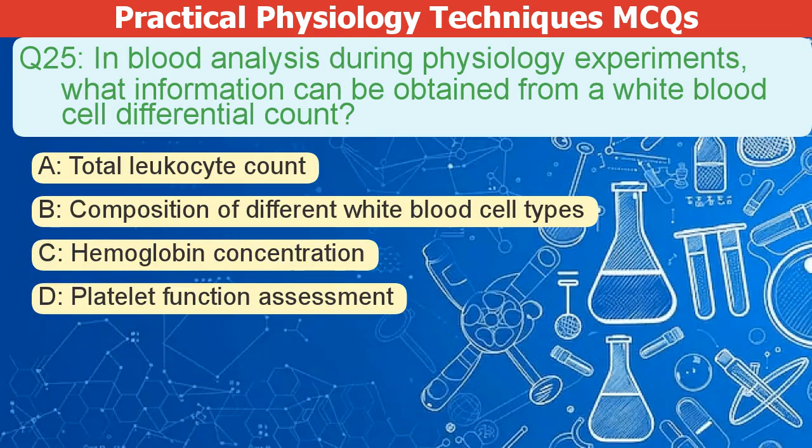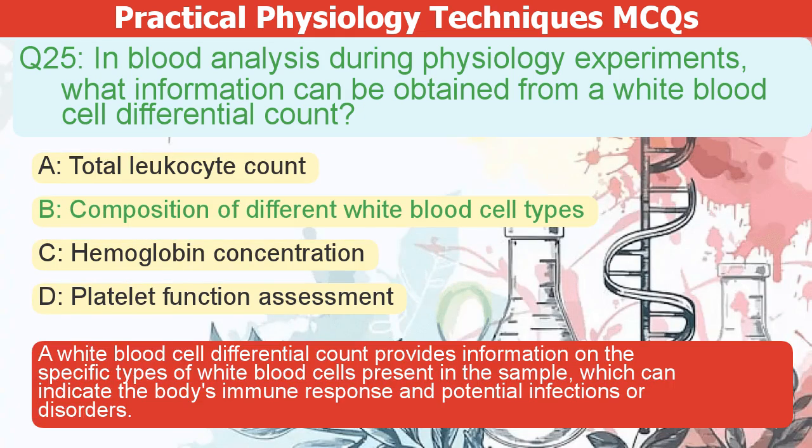In blood analysis during physiology experiments, what information can be obtained from a white blood cell differential count? A. Total leukocyte count. B. Composition of different white blood cell types. C. Hemoglobin concentration. D. Platelet function assessment.